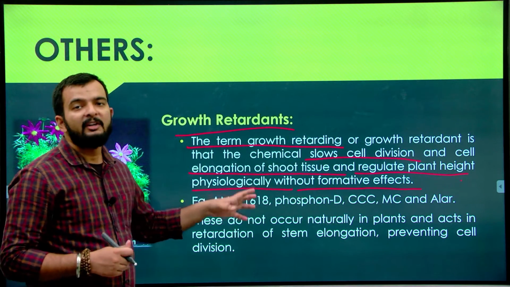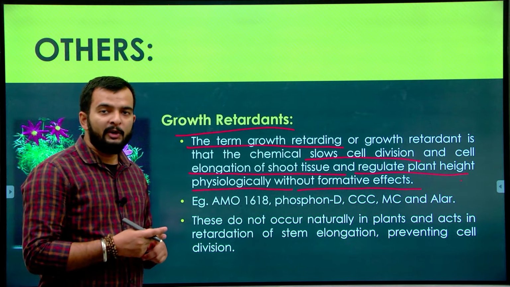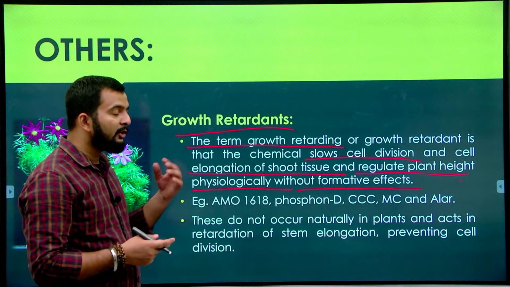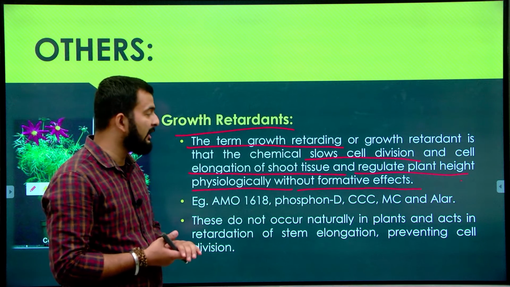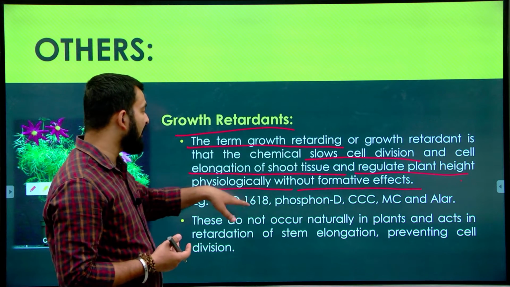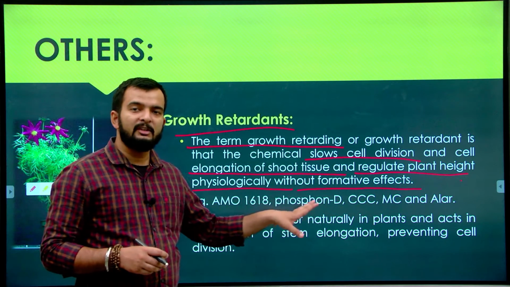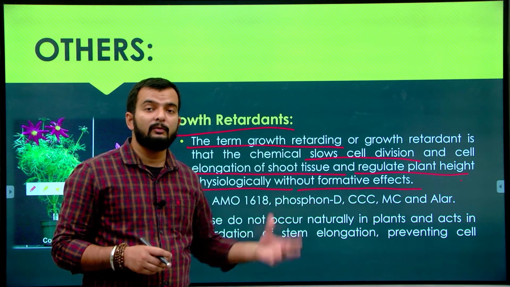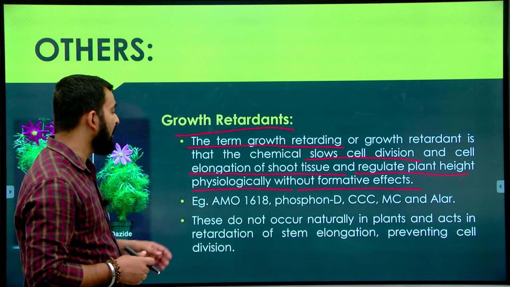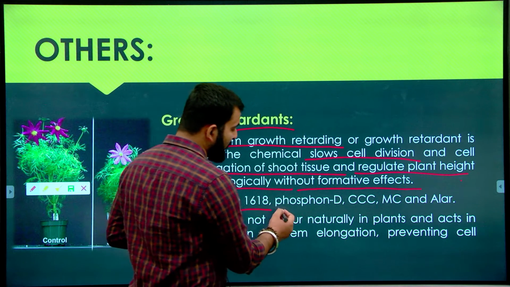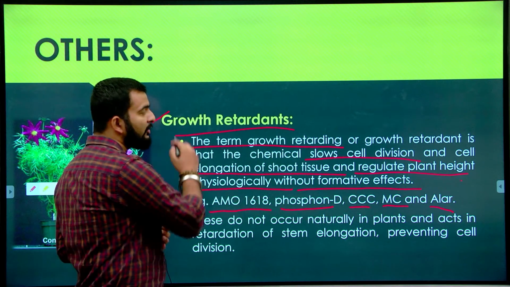That is, it will inhibit the growth of the plant in all cases: cell division will be inhibited, cell elongation will be slowed down, the growth of the plant will be slowed down, and the plant will not gain enough height. It regulates plant height without any formative effects, that is, you will not get any defects in the plant, such as fruits being formed too early. Examples are AMO 1618, phosphon D, CCC, MC and LR. These are examples of growth retardants.